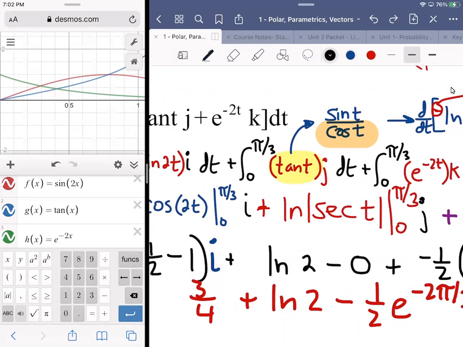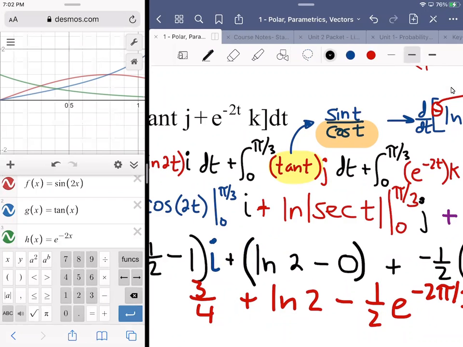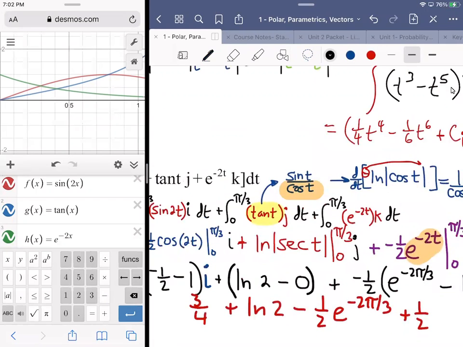Yes. So the secant of pi over 3 is 2, right? Is that 2? Secant. Oh, secant is 2. Yeah, secant pi over 3 is equal to 2. Exactly.